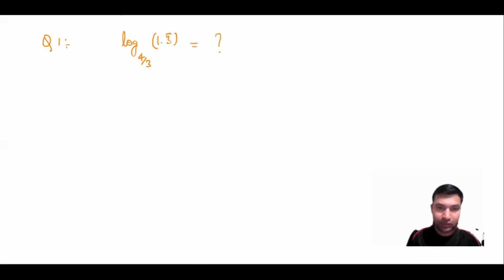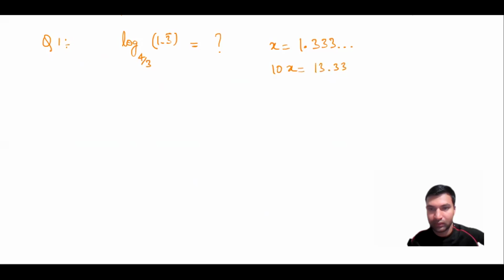Basically, this notation you have already learned in IGCSE and MYP if you are in the IB curriculum right now. So 1.3 bar, this 3 bar stands for 333, and it keeps on repeating itself. So 4 over 3. You assume this to be x. How do you convert this repeating decimal to a normal fraction? This decimal has one digit after the decimal point, so we multiply both sides by 10, and therefore this becomes 13.333. So I could write this as 12 plus x, and this becomes this.